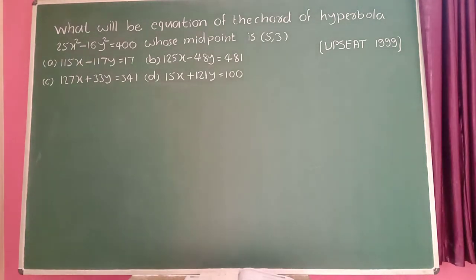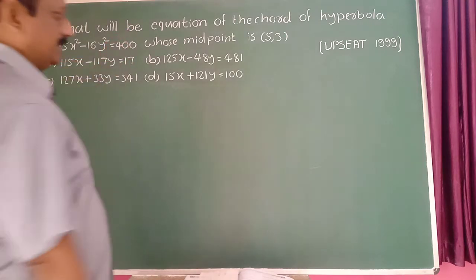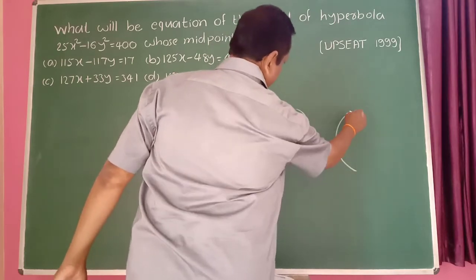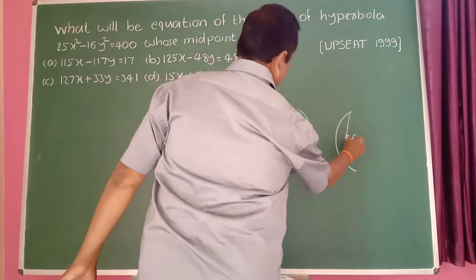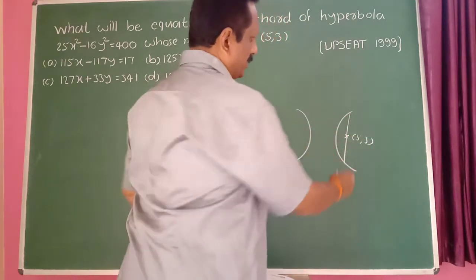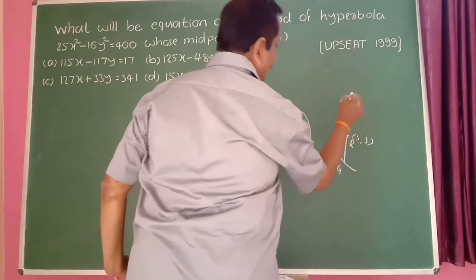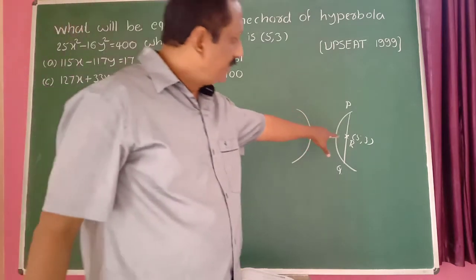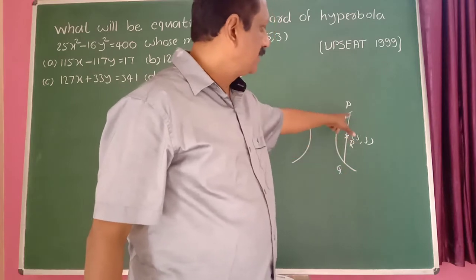So in this case, the equation of the hyperbola is given. Here is a hyperbola. Suppose this is a chord, bisected at the point (5, 3), which means this is the midpoint of the chord. PQ is the chord, and I take R as the midpoint. Bisected at the point (5, 3) means it is the midpoint of the chord. Then what is the equation of this chord?